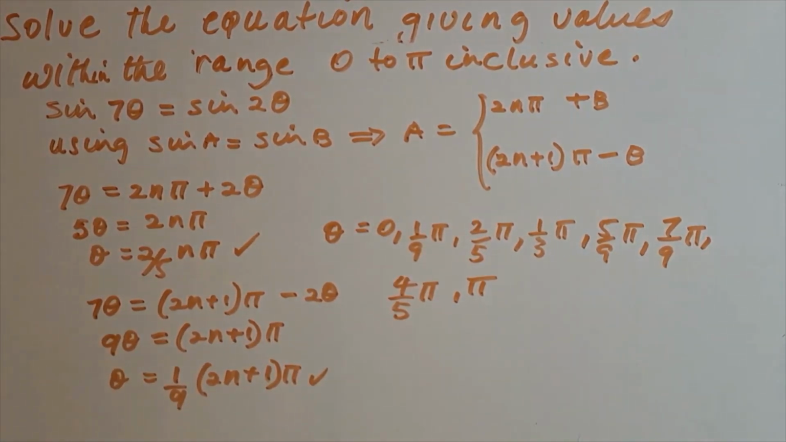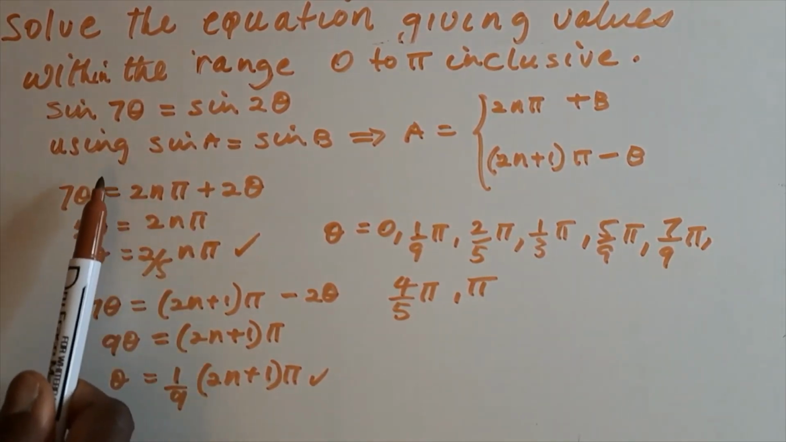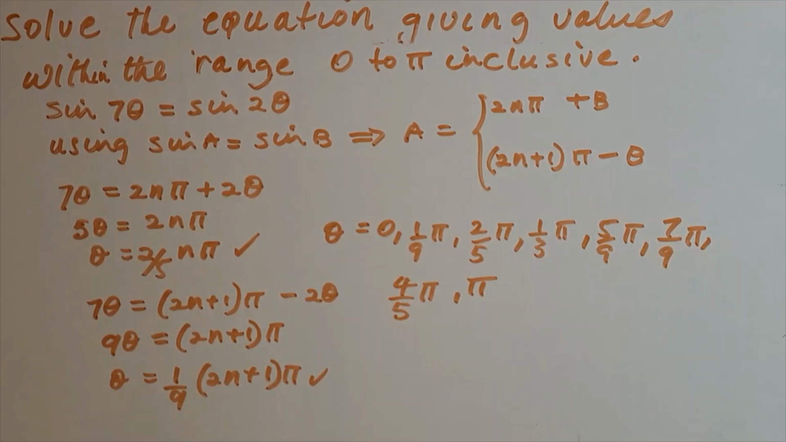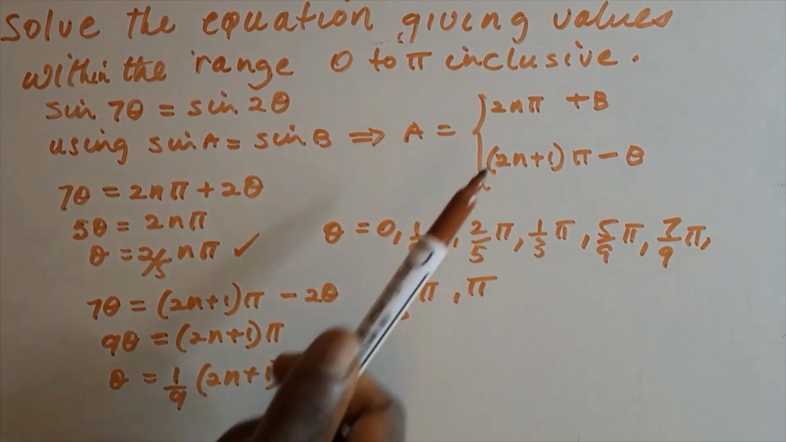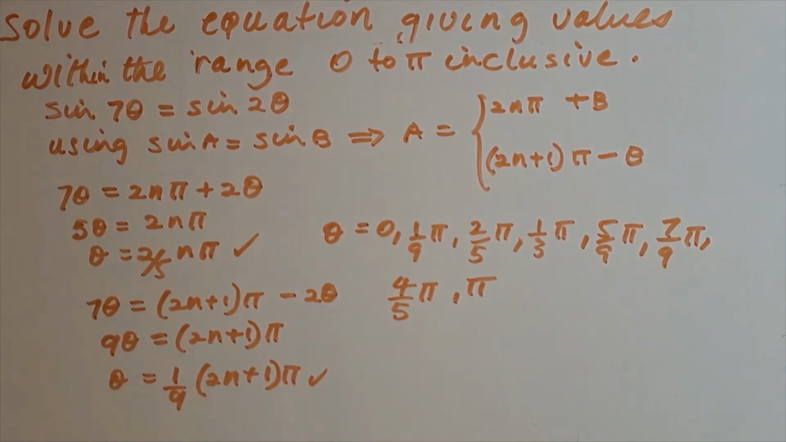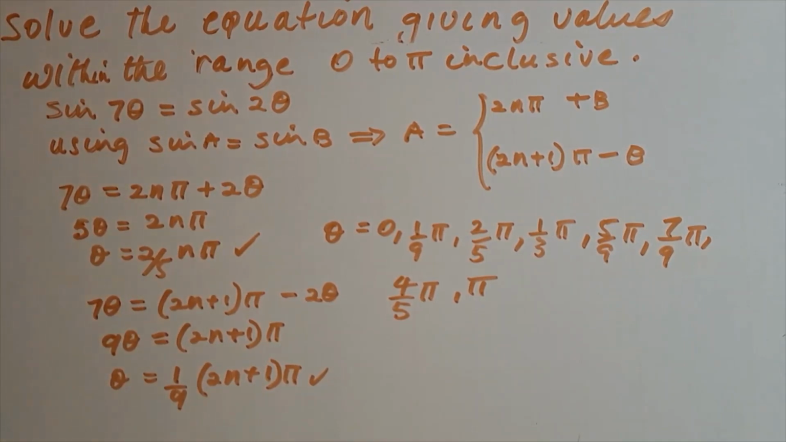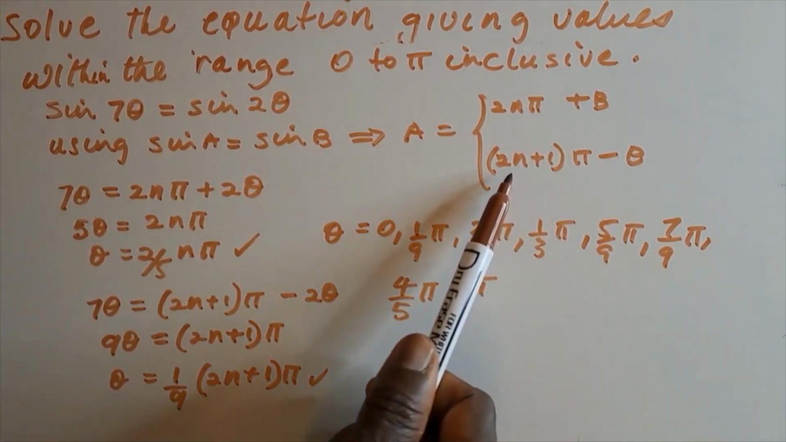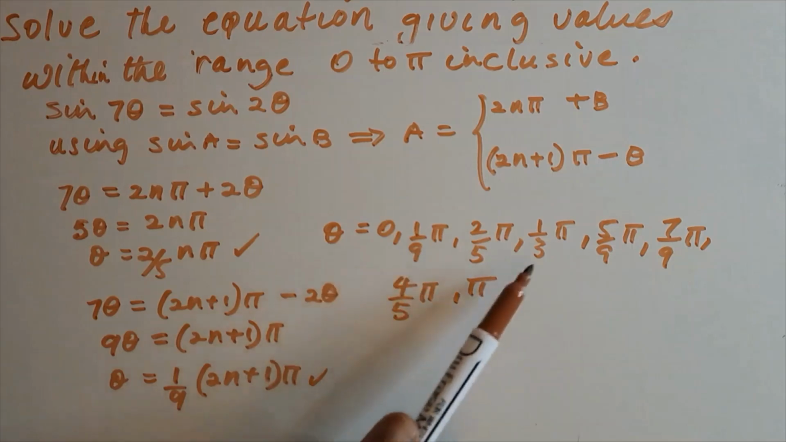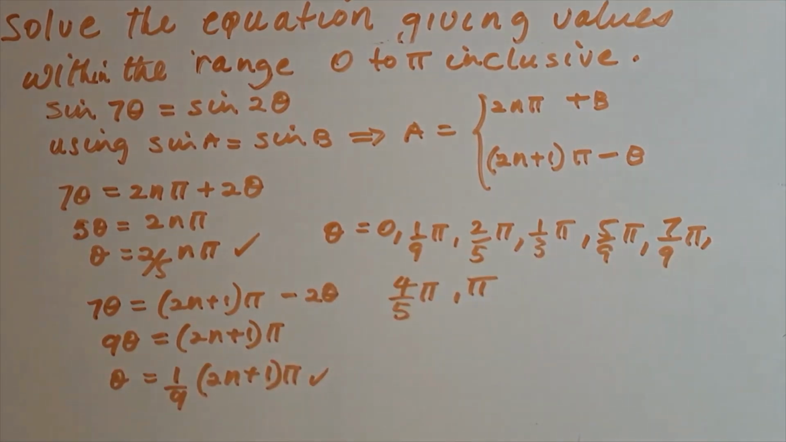So this was quite straightforward. A and B are obvious, and we can directly use this relationship that sine A is equal to sine B, and that implies our solution set A is equal to 2n pi add B and 2n add 1 times pi minus B. This will give you all the odd versions of the solution, so the 1/9, 5/9 and 7/9.